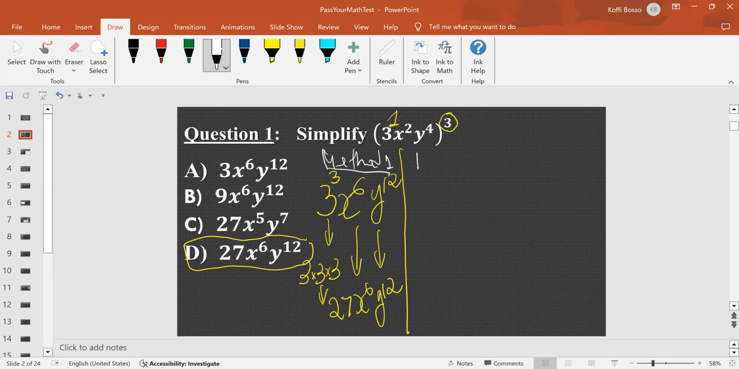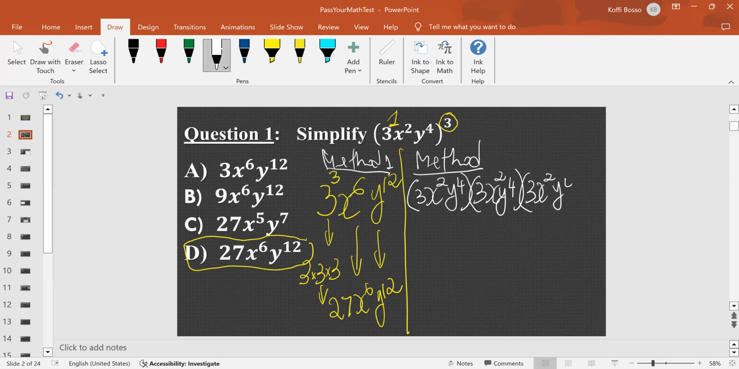Method 2. If you don't want to use the rule from exponents, rewrite the expression as 3x squared y to the 4th power, multiplied by the same 3x squared y to the 4th power, multiplied again by 3x squared y to the 4th power. Why? Because the outside power is telling you to multiply the expression in the parentheses by itself, repeating it 3 times.